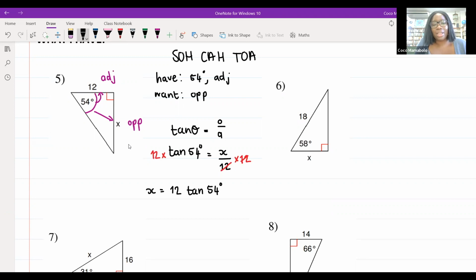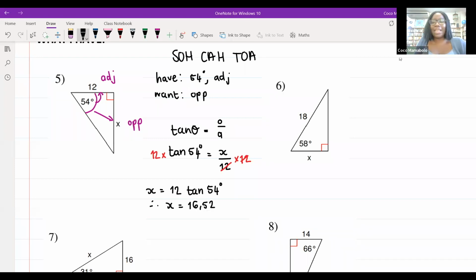And then I'm just going to punch that into my calculator. Therefore, x is equal to, that's it. Now, if your calculator gives you decimals, you round it off to just 2. Therefore, x is going to equal 16,52.